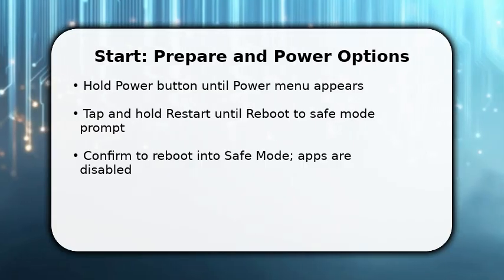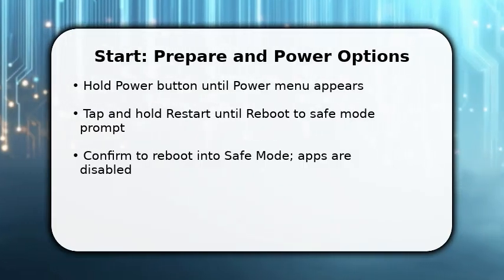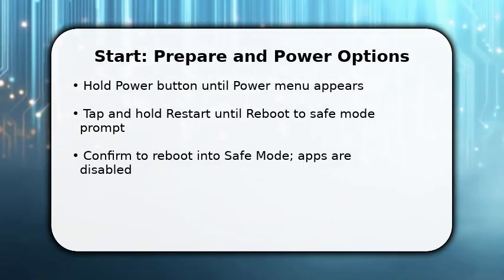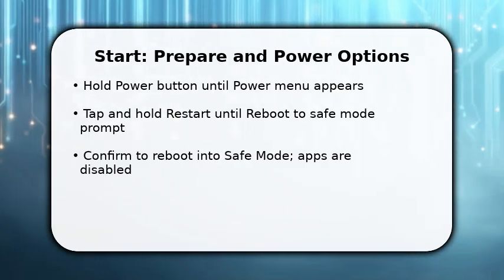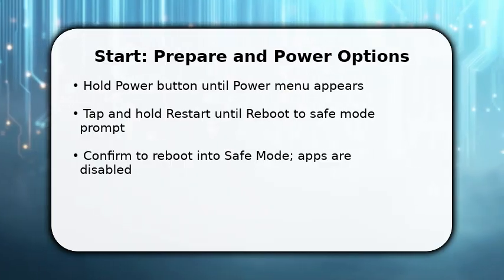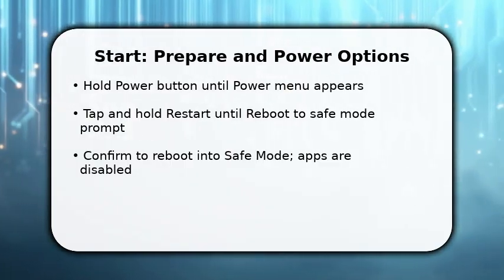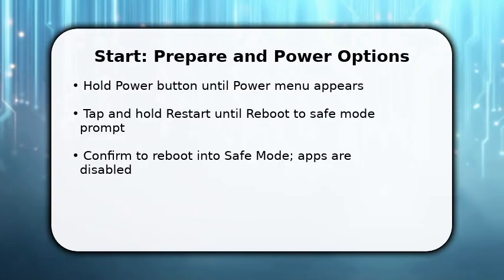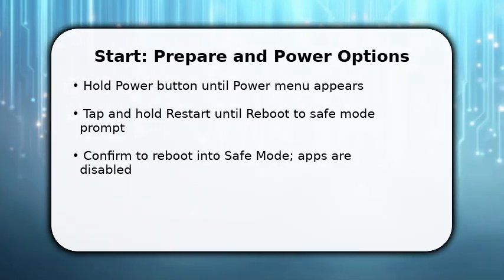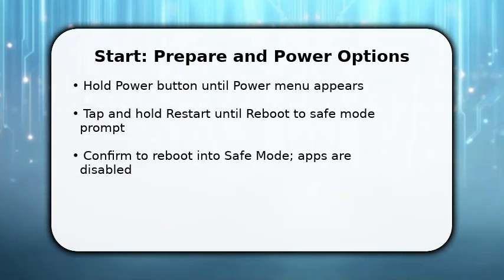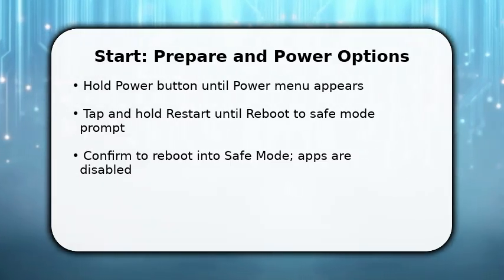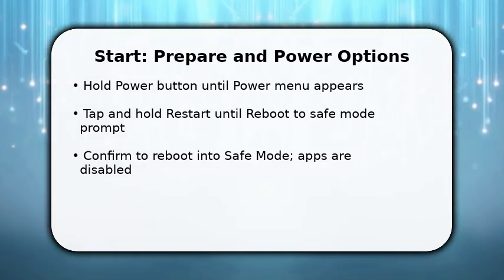You begin now by holding the power button. Don't delay. When the power menu appears, tap and hold Restart for a few seconds until the Reboot to Safe Mode prompt appears. This is the essential first actionable step because it tells the system to restart with third-party apps disabled. Once done, confirm the prompt and your Redmi Note 8 Pro will restart into safe mode. Make sure to watch the lower left corner for the safe mode label as verification.